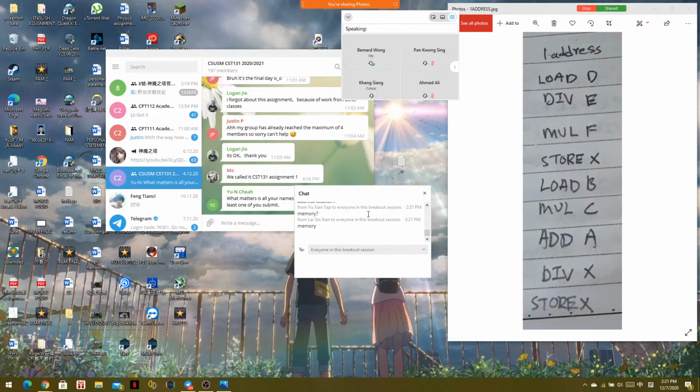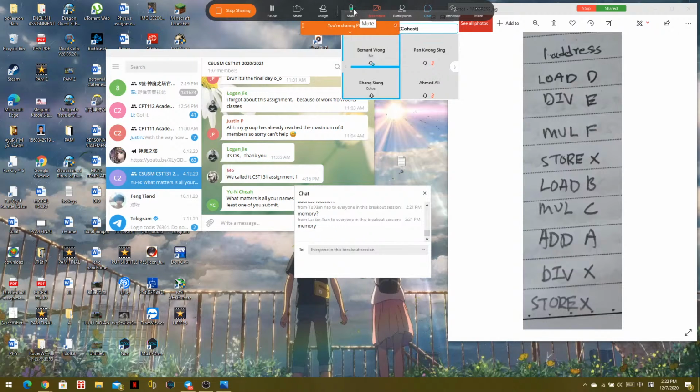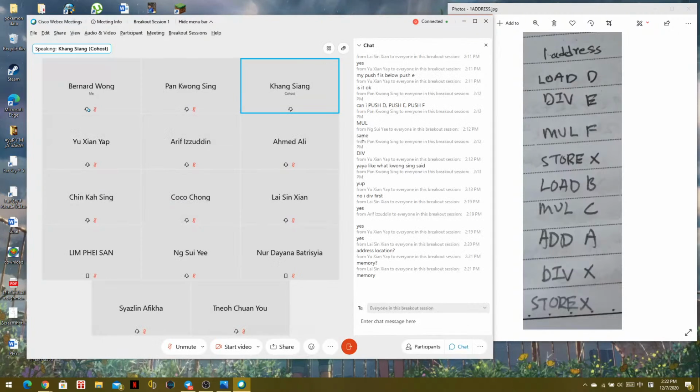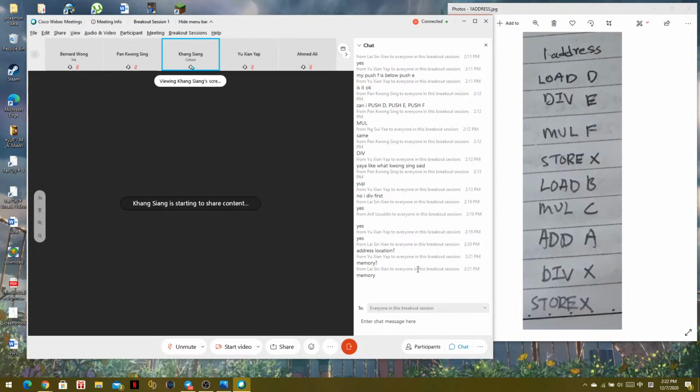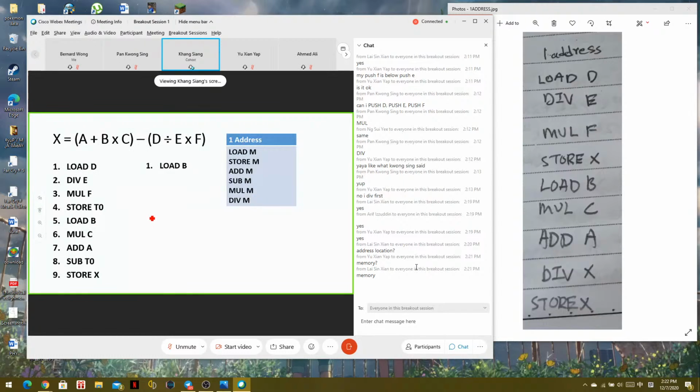So my suggestion is that you don't use your X when you want to store the temporary register. Okay? I will share my screen. Thanks for sharing. But overall your answer is correct. I just suggest something else. Yeah, correct. That's the memory. Of course, when you see that. Okay, so in this case, right?